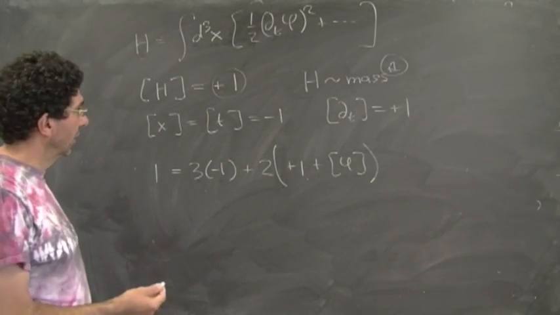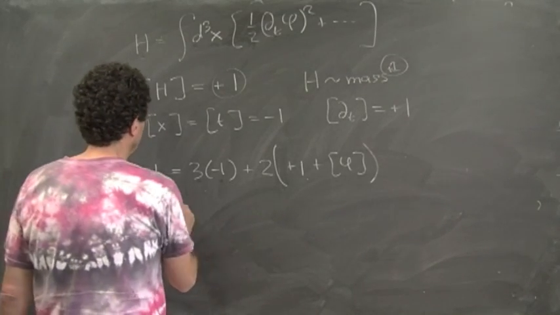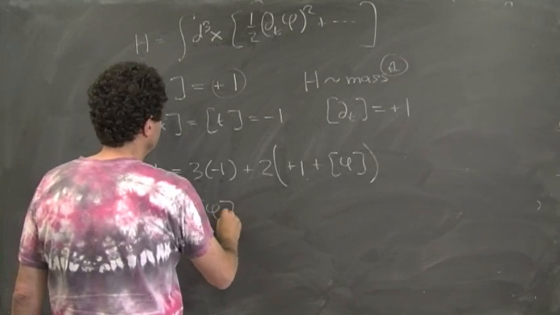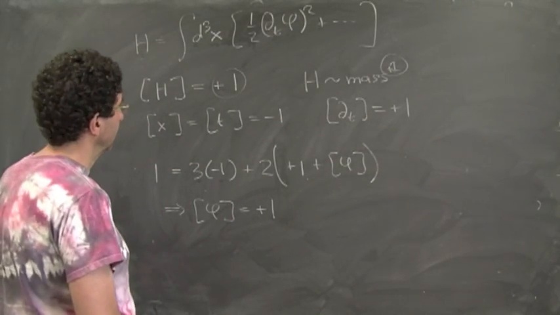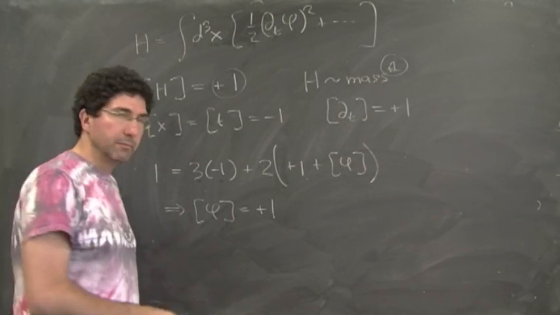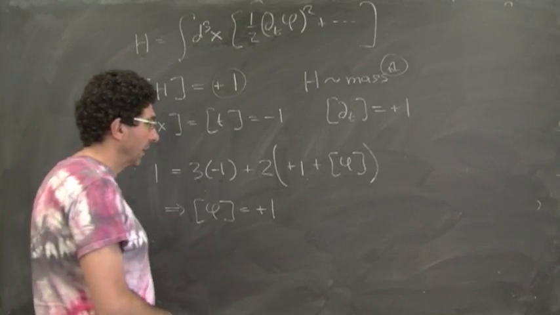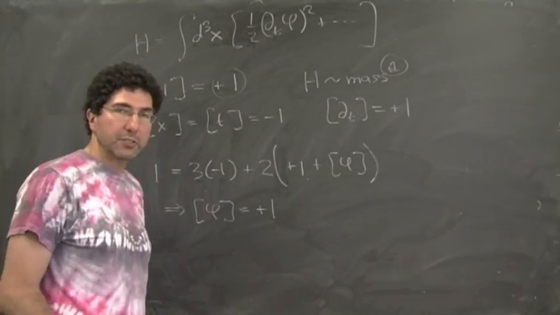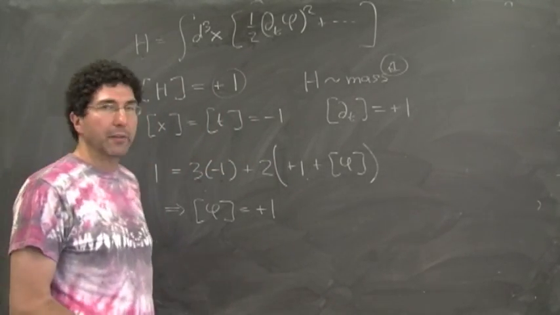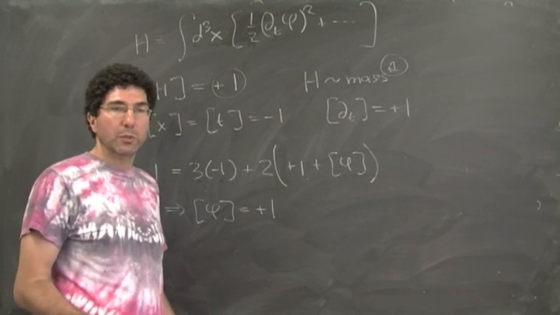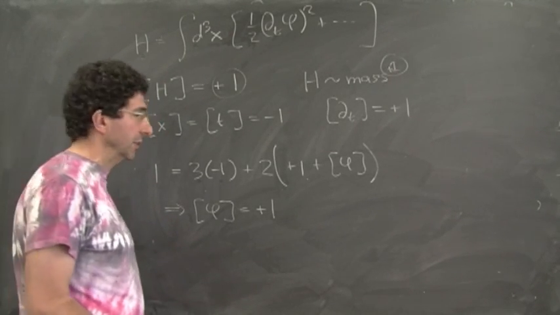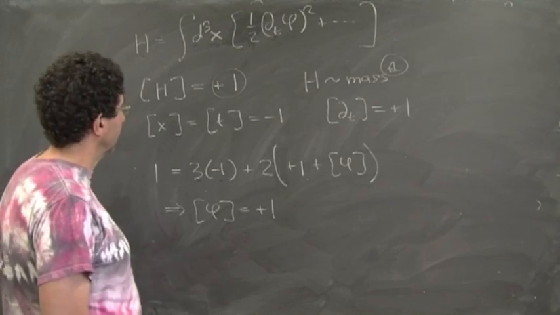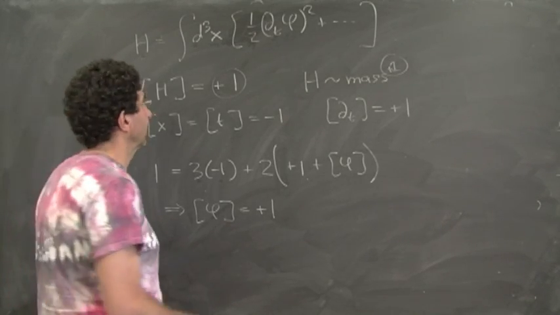And so we can just solve this equation right here. And what we find is that phi has mass dimension plus 1, okay? All right, and so yeah, you can easily check that. Usually we don't like... I started with the Hamiltonian because that's the thing you will all agree that the dimension of the Hamiltonian is energy, but it's actually more convenient to do things in terms of the action.